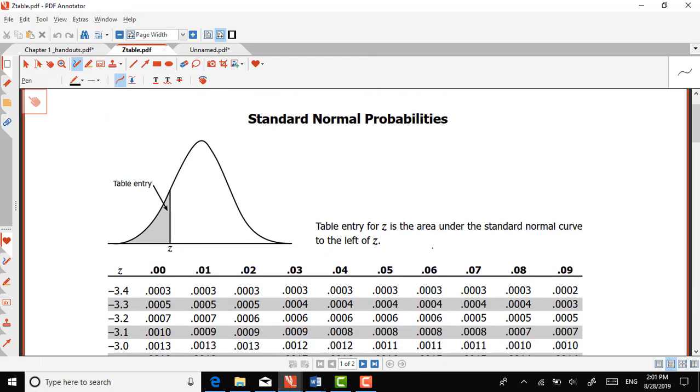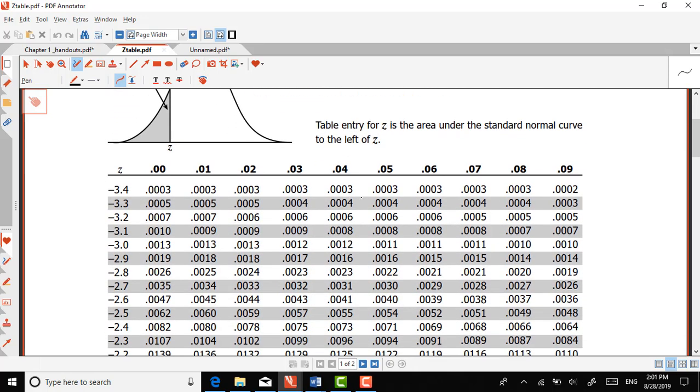This is the standard normal probabilities table. You see to the left column, and also on the top, you have the value of z. These two give you the value of z, and what you have inside are probabilities. For example, minus 3.40. Okay, so we have this table.